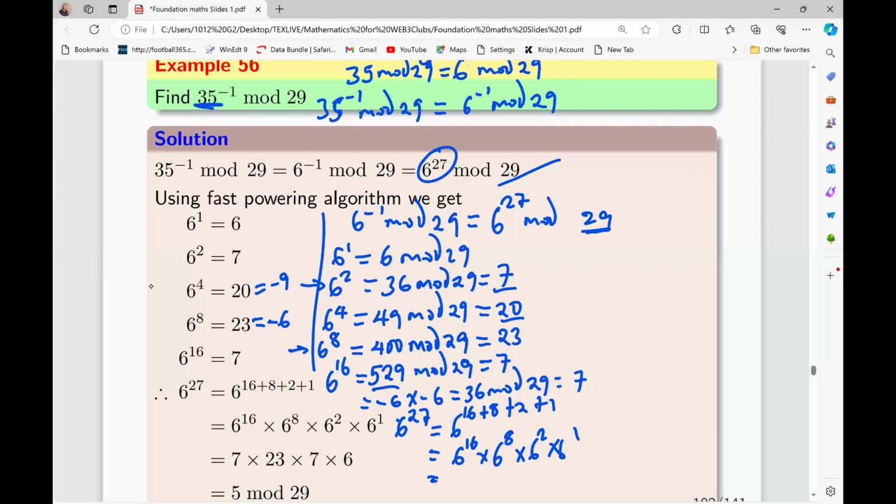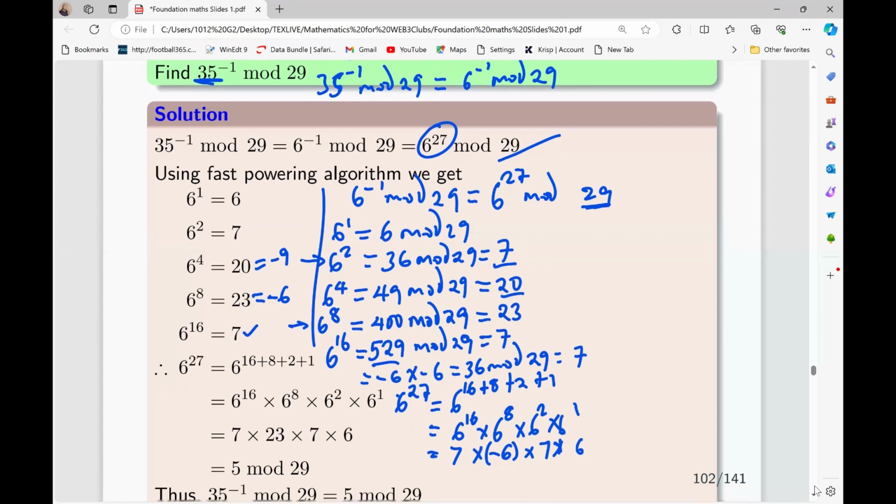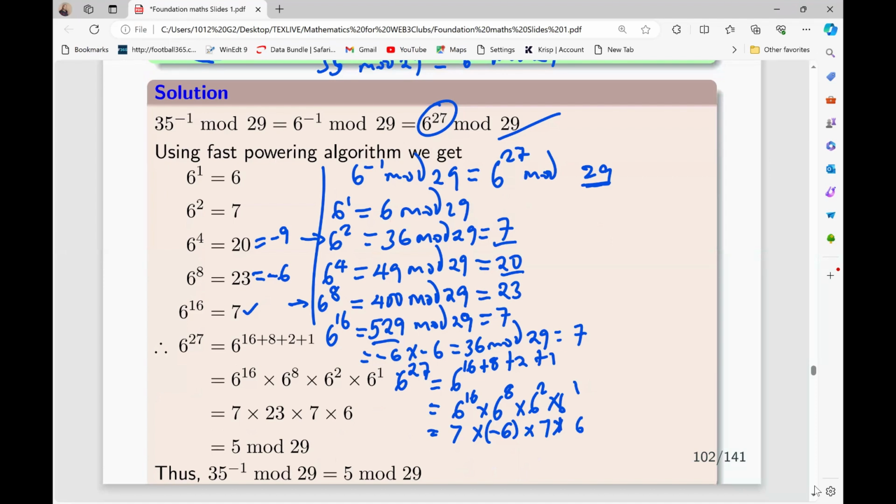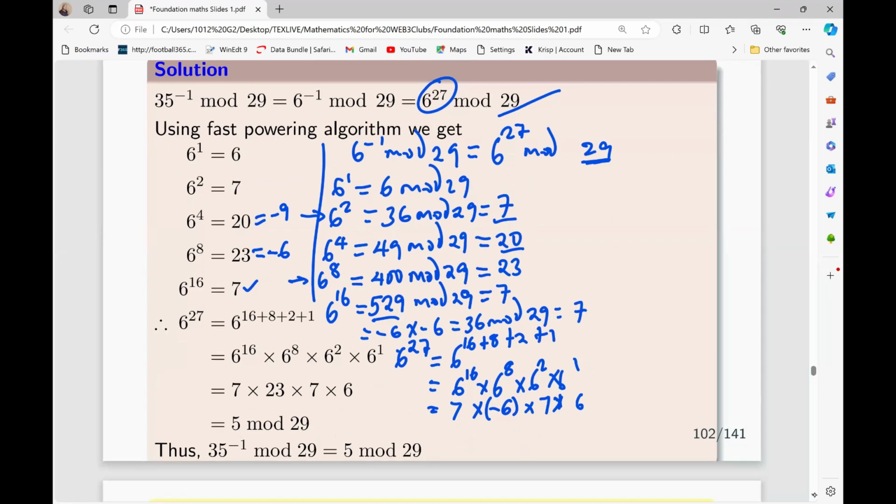So that 6 raised to 16 is 7. 6 raised to 8 is negative 6. 6 raised to 2 is 7. And 6 raised to 1 is 6. And now your calculator comes in. In fact, you can do without your calculator because we know that this would be negative 42.